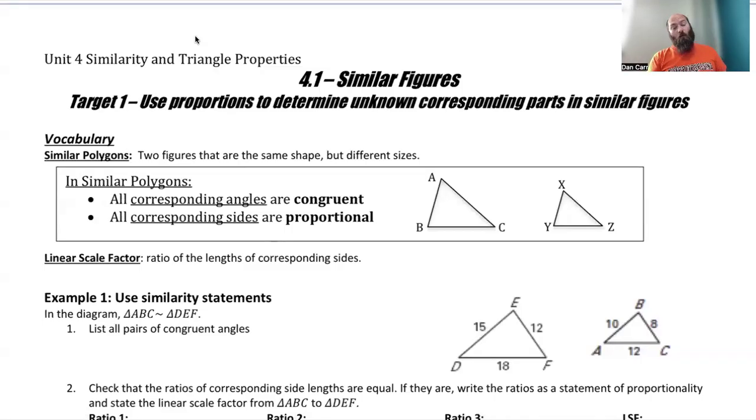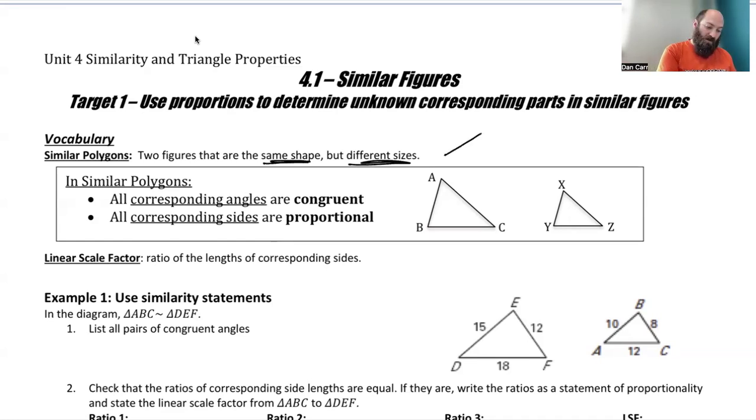Today we're going to be looking at 4.1, a new unit on similarity, and specifically a lot with triangles as well. So our first part, 4.1, is talking about similar figures. So what does it mean to be similar? Similar polygons are two figures that are the same shape but different sizes.